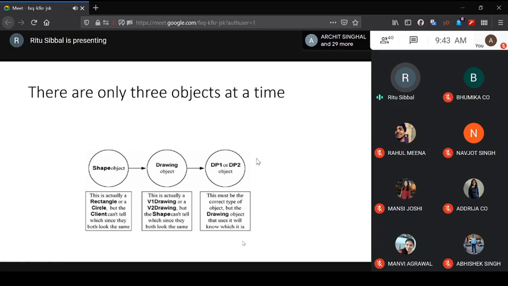So therefore, what we have done is basically isolate abstractions from the implementations. So we could have any number of implementations, any number of variations in abstractions, and we are isolating the code outside the client from the shape object and from the drawing object also. All right.